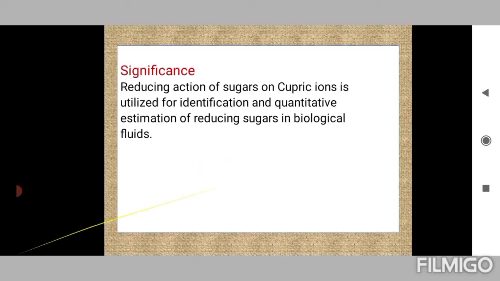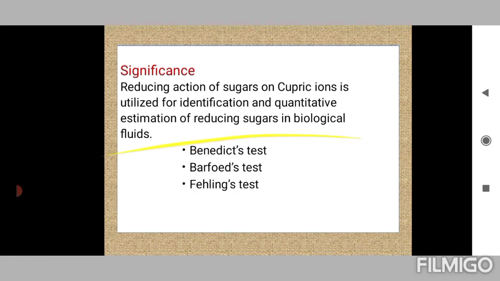Now the significance is that the reducing action of sugar on cupric ions is utilized for identification and quantitative estimation of reducing sugars in biological fluids. Now apart from Benedict's test, this reducing action is also employed in Barfoed's test as well as Fehling's test. So this is the reducing action exhibited by sugars.